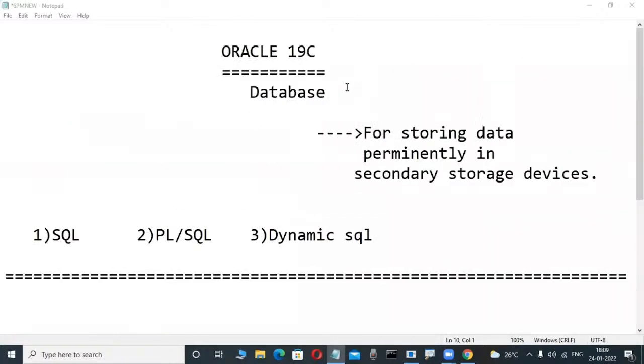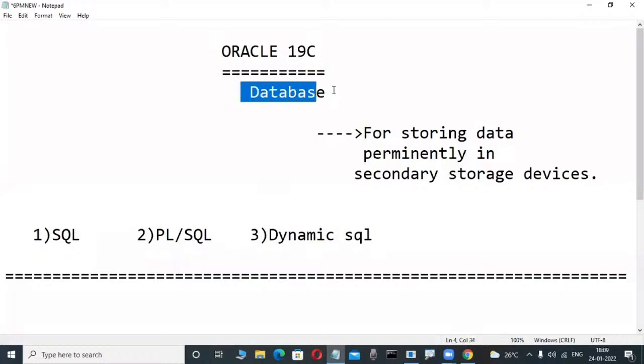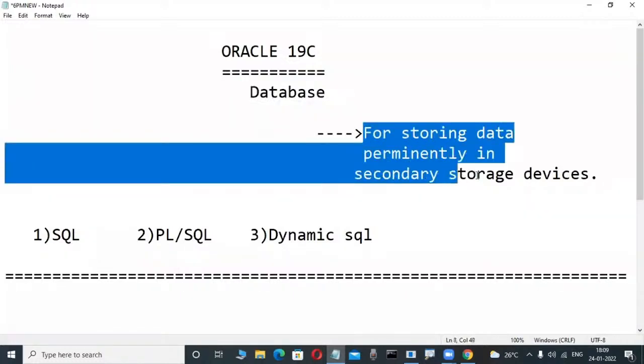Concentrate here. What I am telling: anybody who did not attend the previous classes, don't be afraid, don't worry. Simple. Oracle is a product from Oracle Corporation. 19c is a version. Don't worry. This Oracle is a database product. This is just the idea and purpose for newcomers. What is the purpose of this database product? For storing data permanently in a hard disk.